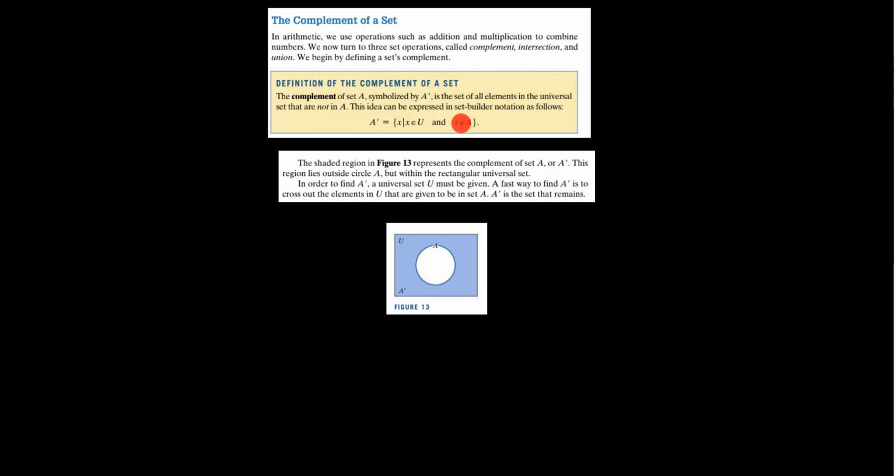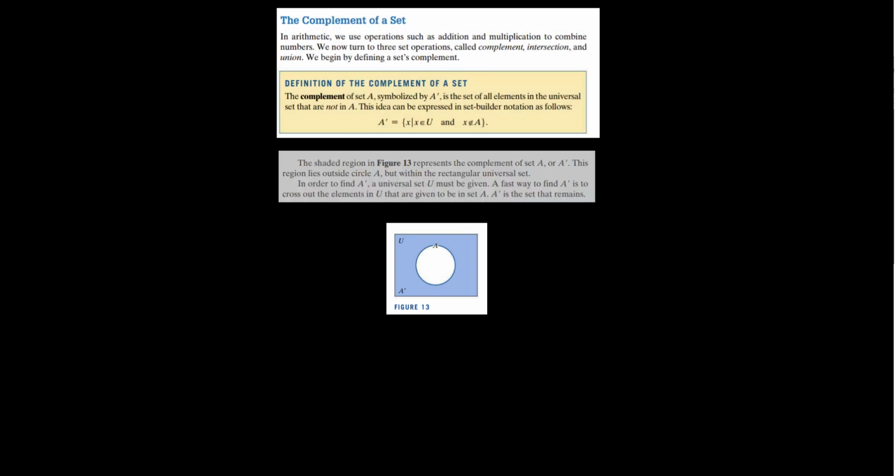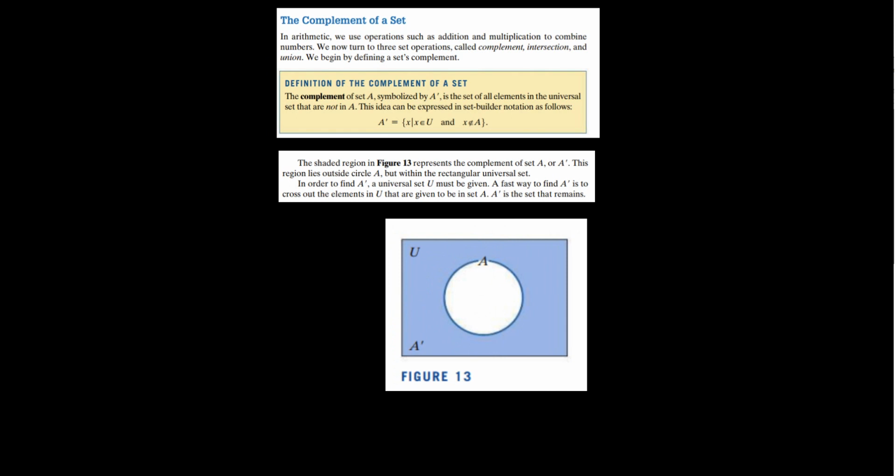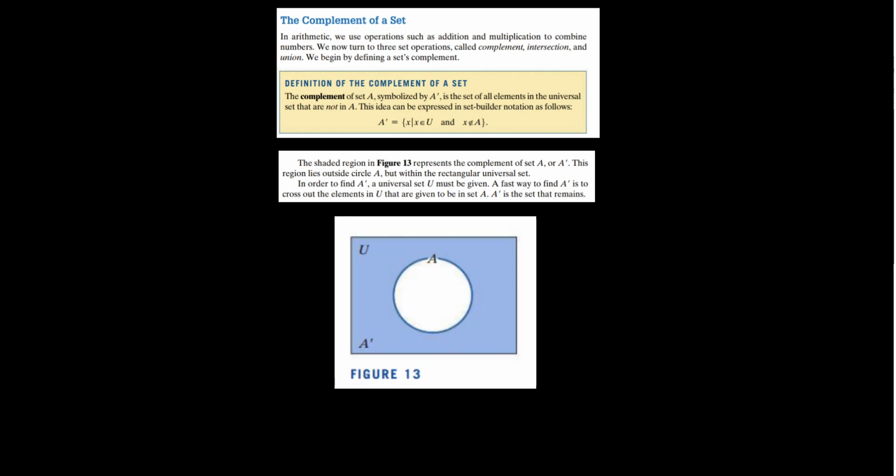This idea can be expressed in set builder notation as follows. So A complement is going to be equal to the set of x such that x is in the universal set but not in A. Now here's the thing. I know this probably means nothing to many of you because, to be honest with you, it's mathematical speak, right? But if we look at this diagram down here, maybe it could help explain it a little bit better. If we go back to our humongous universal set that we talked about earlier, the big rectangle is the universal set. A complement is everything that is not in A, right?